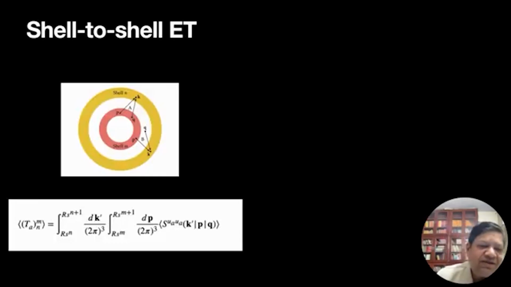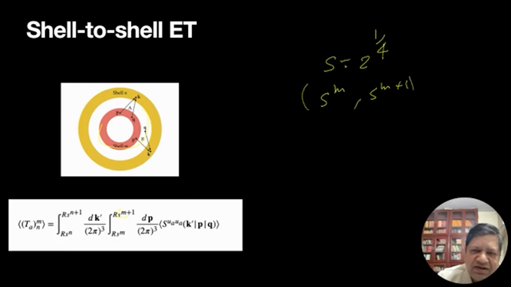Cell-to-cell transfer: we can define this as energy going from any wave number shell to another shell. Here the giver is the orange shell. We label it with S greater than 1, to the power 1 quarter. So from S to the power m to S to the power m plus 1, orange is the giver, and yellow is the receiver.